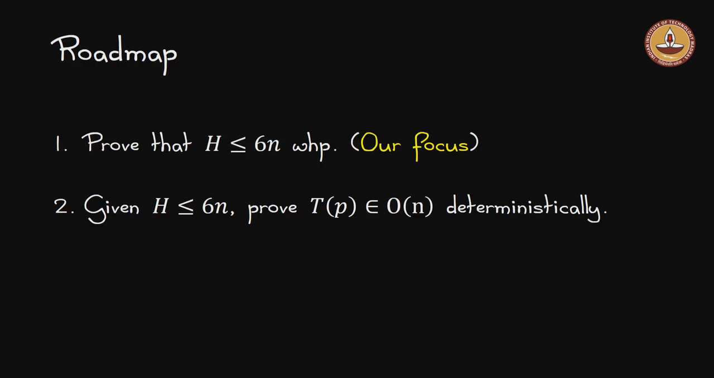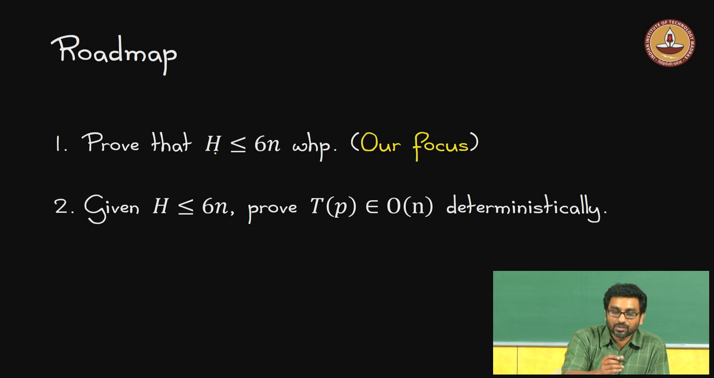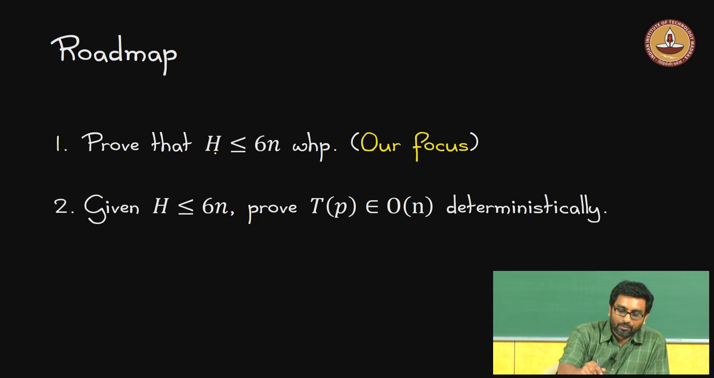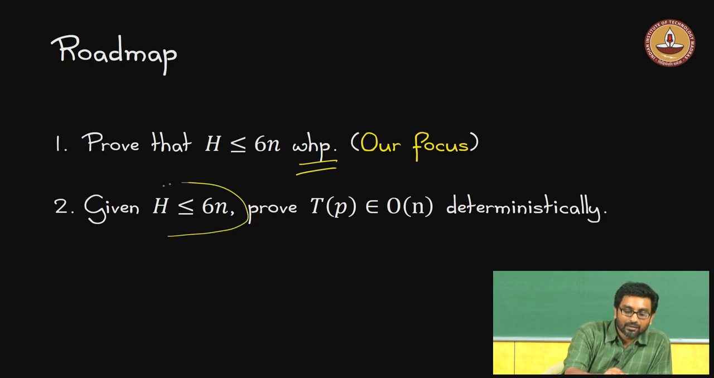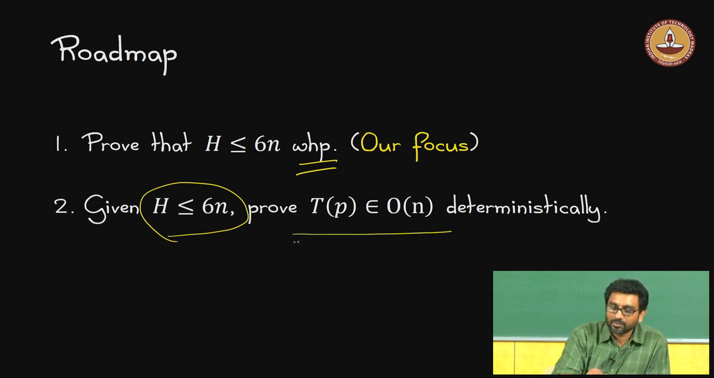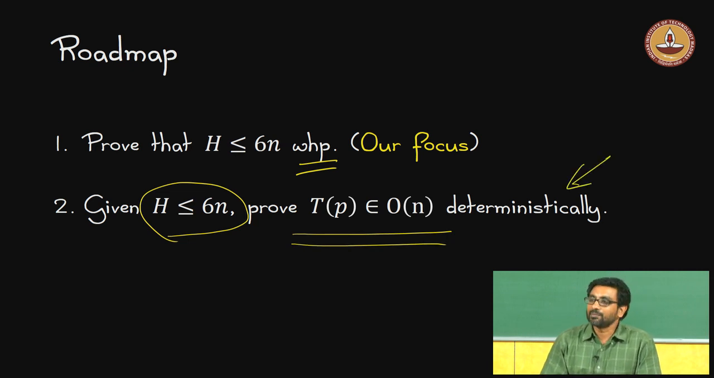We are going to prove that this H, which is the number of packets that interact with this path P, is at most 6n, and with high probability. This is primarily what we are going to focus on. And then given that only 6n other packets interact with this path, we are going to prove that the overall time is going to be at most O of n, and this second statement you can actually show deterministically. So, that is why we will spend more time on the first.